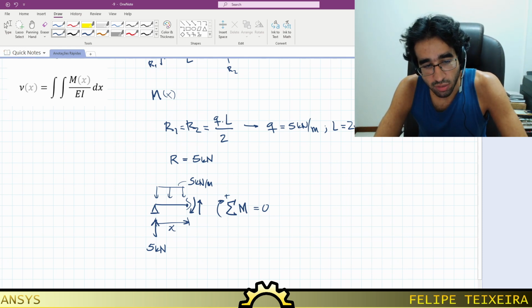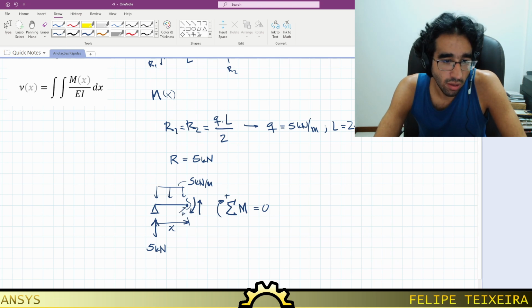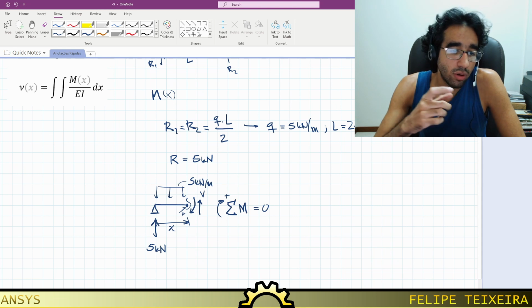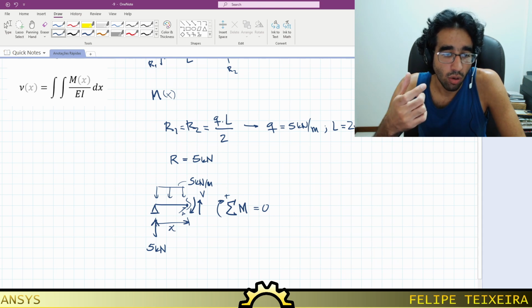So I'm going to choose as a point to calculate the bending moments this point which I'm going to call A. Why am I choosing A? I'm choosing A because the vertical shear force here is going to generate no bending moment on this point itself, on A. So I don't need to know what is the value of V to account for its contribution to the bending moment on point A.